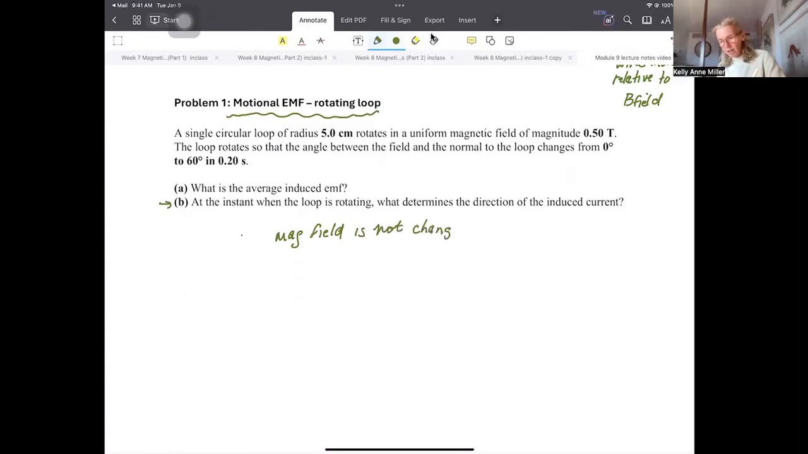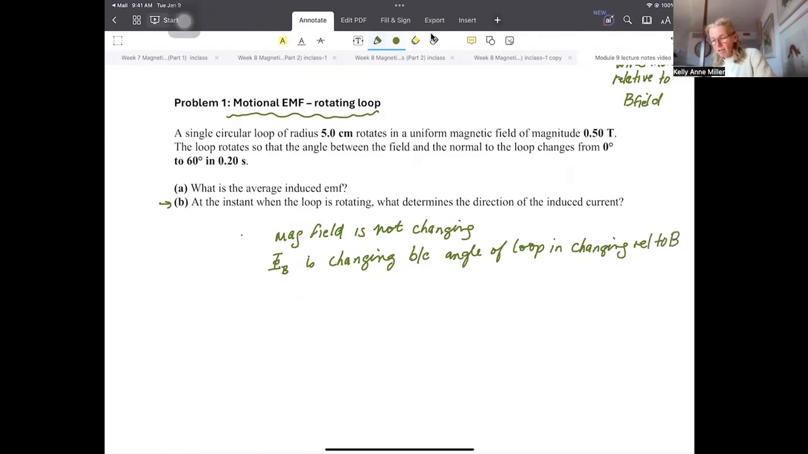Okay. But the flux still is changing. The flux is changing because the angle of the loop is changing relative to the B field. Okay, so again, let's write out the definition of flux.